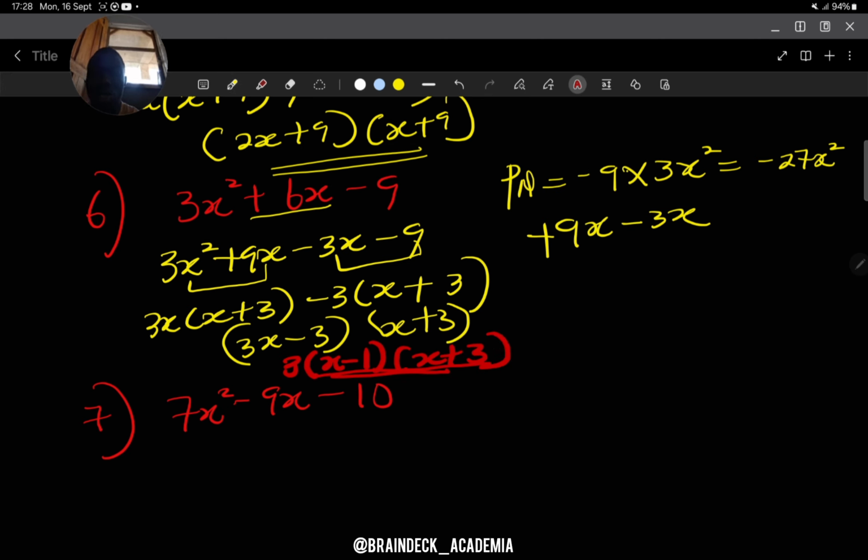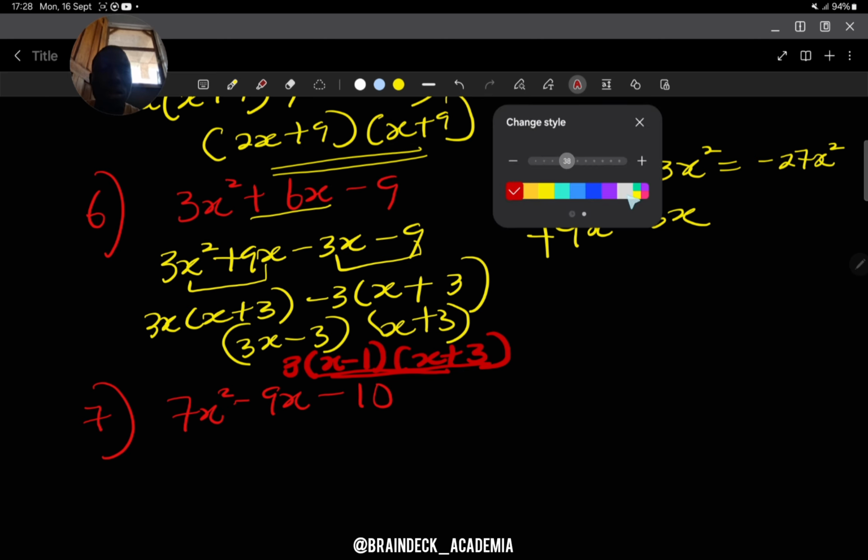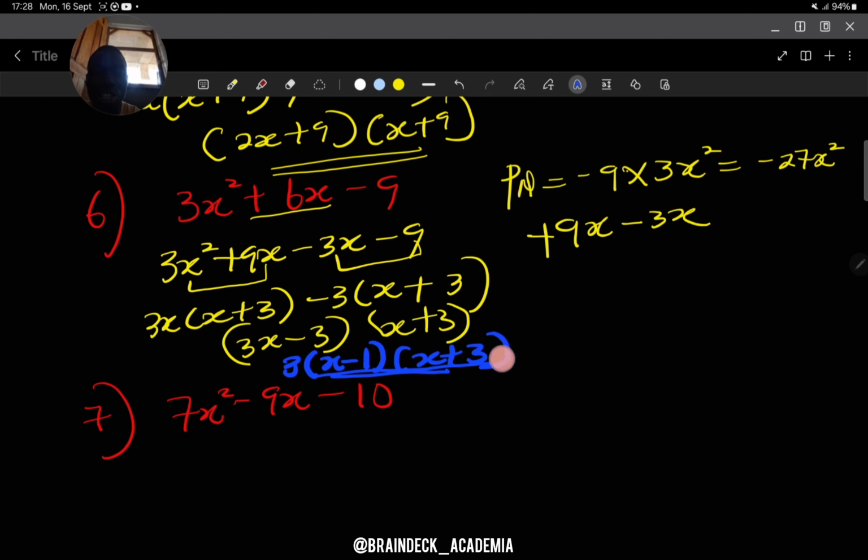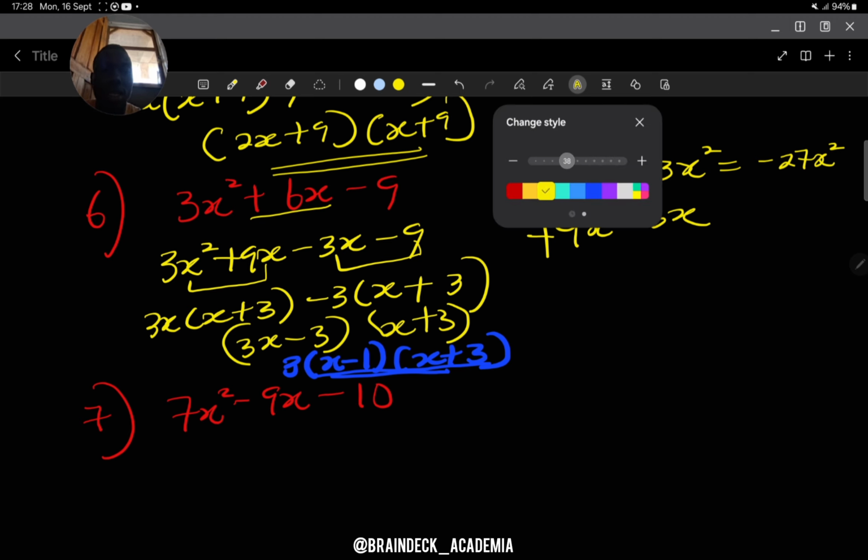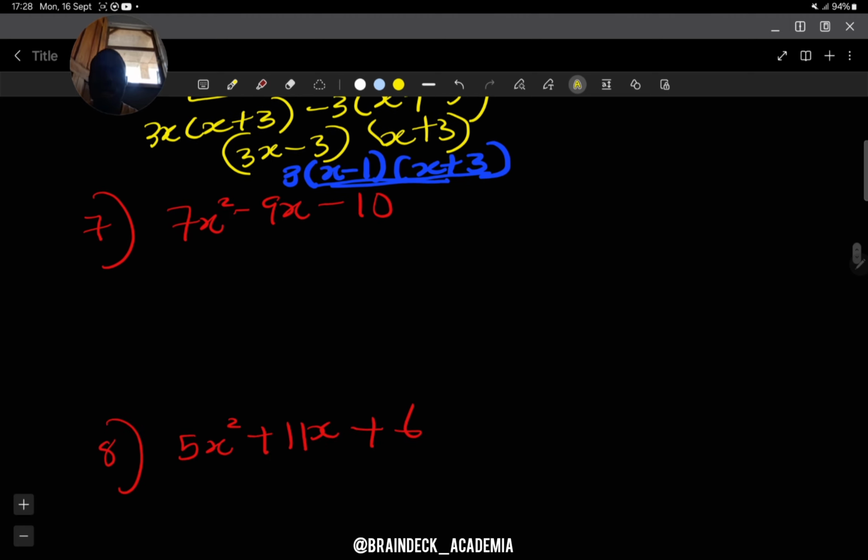Let me use another color so that we can differentiate it. So this is our answer for this. All right, that's our answer there. So let's move on. Question number 7. Let's find our Pn.